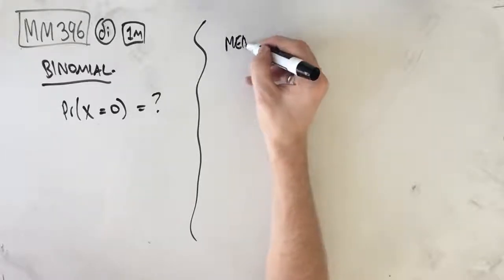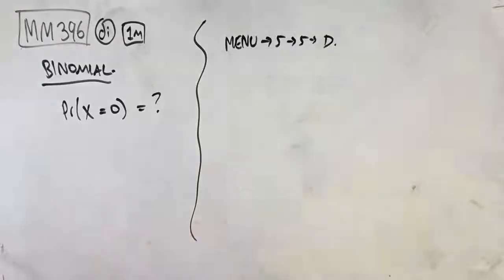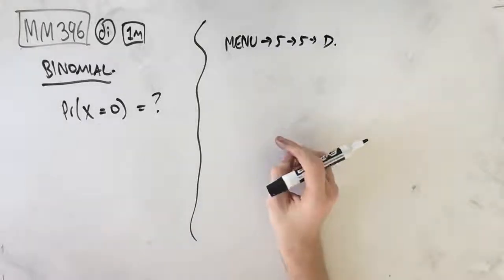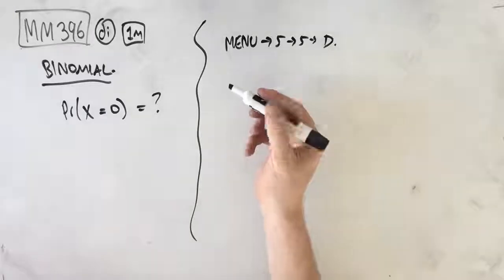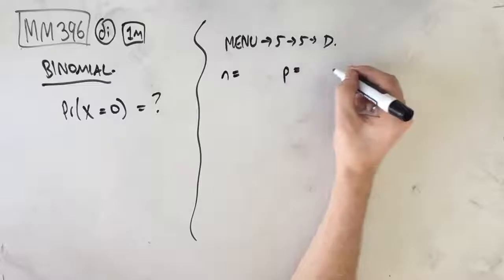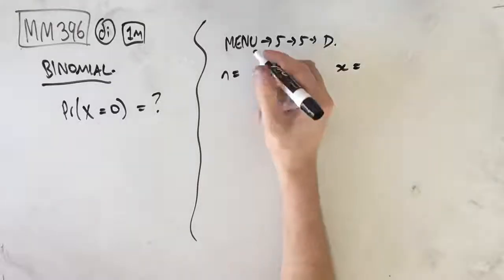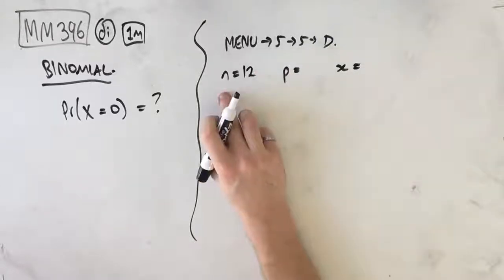So menu 5 5 D. And that'll get you to Binomial Pdf. And what that does is calculates this for you. So it'll ask you for n, p, and x. N is our number of trials, or our number of attempts. In this case, it's 12. The question tells us that.